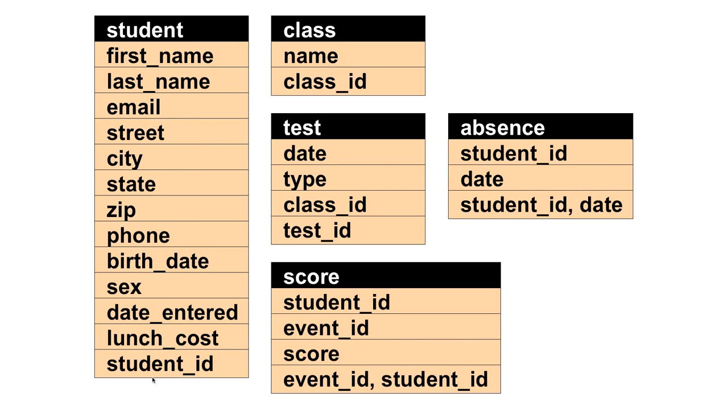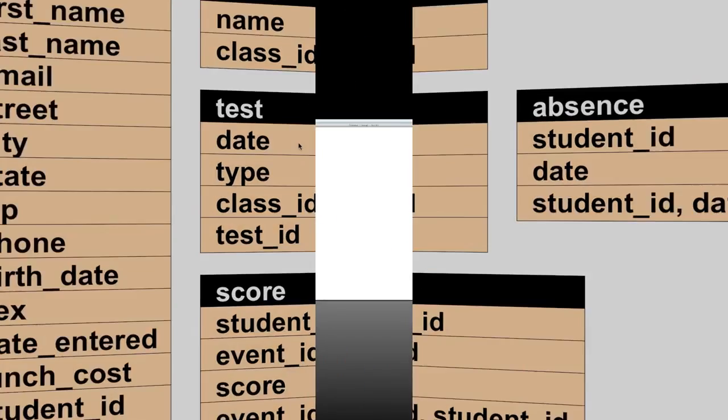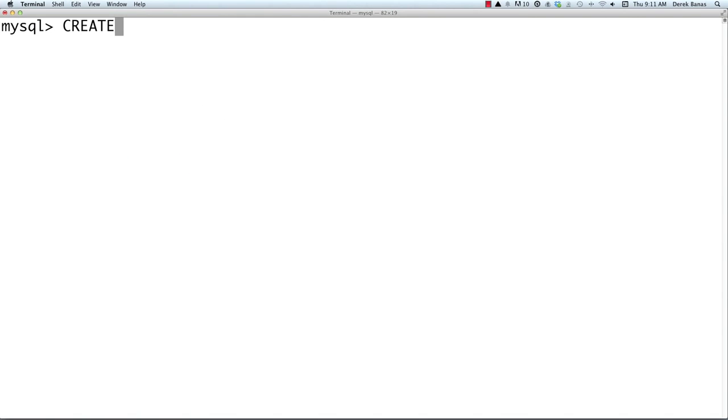And you can see down here where I have student ID, that's going to be the unique ID for each of our students. And as you're going to hear here in a moment, this is known as a primary key. I'm also going to have my classes and my tests and absences and all of the different scores also stored in different tables. And as this tutorial continues, I'm going to go over how all of these are going to be created. So we're going to come in here and we're going to create our student table.